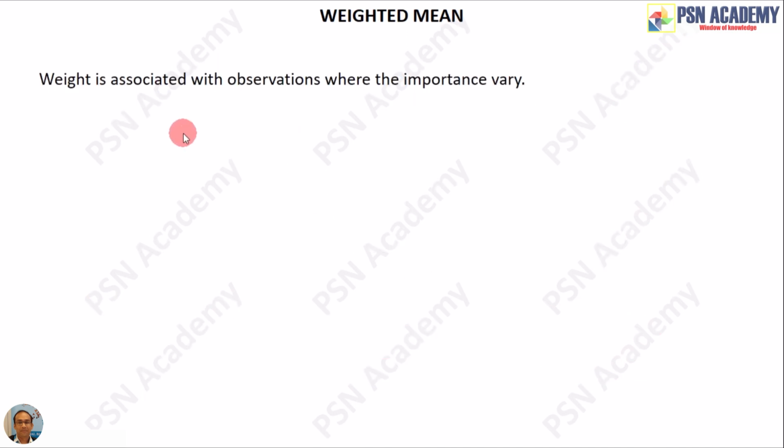Next we go for weighted mean. So what is weight? It is associated with observations where the importance varies. The importance here may be defined as, for example, the number of occurrences, that is, how many times the word tiger appears in a text. Now if the words tiger and lion appear mostly in the text, then you say that the text is talking about animals. So this is an example of how importance can be quantified regarding your observations.